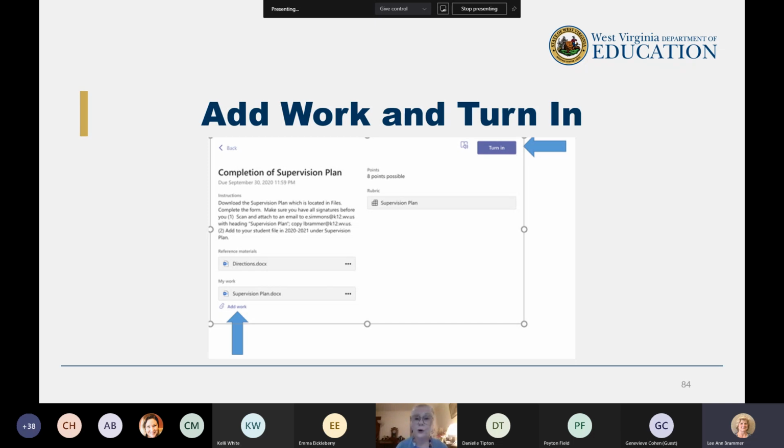Then you add your work, which is the bottom left. Lots of times we forget to do that, and we go to turn in, which is the top right, and there's no work. So make sure that you do both of those things, and it will help you keep track of the dates and so forth too, by having these assignments.